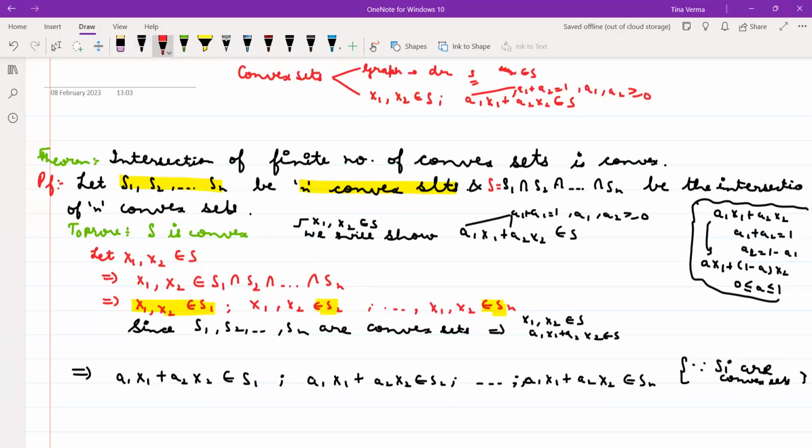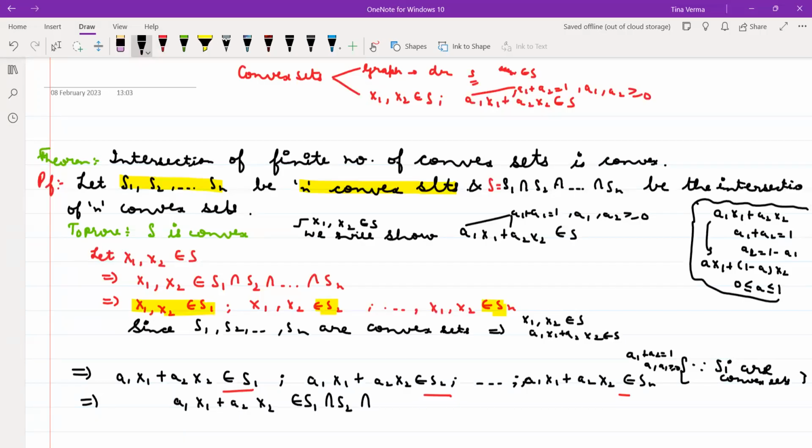Now since these are convex sets and the CLC belongs to S1, S2, ..., Sn, and obviously, since it is a CLC, it has the condition that a1 plus a2 is 1 and a1 and a2 are greater than or equal to 0. Since this belongs to S1, S2, ..., Sn, it implies that a1 x1 plus a2 x2 will belong to their intersection as well.